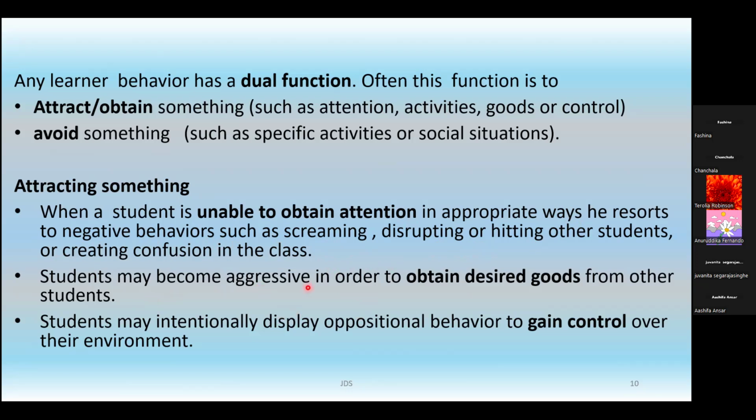Students may become aggressive in order to obtain desired goods. Some children crave something. It can be a mobile phone, a calculator, or a smartwatch. When they are not in a position to get those objects, what will they do? The next thing will be exhibiting some kind of aggressive behavior to get it from their friend.